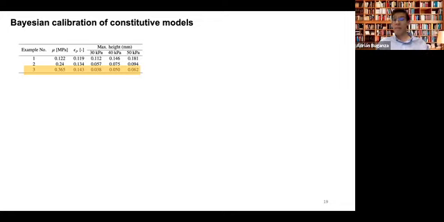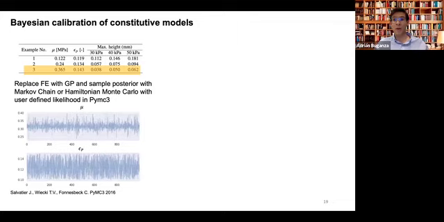What you can do is sample the posterior. What ways do you have to sample the posterior? The standard way is Monte Carlo. You can use Markov chain Monte Carlo or Hamiltonian Monte Carlo, and you can implement this easily with some tools. For example, PyMC3 allows you to define a user-defined likelihood function, and I'm not going to go over the details of that, but this is the type of random walk that you would get from this type of Hamiltonian Monte Carlo.